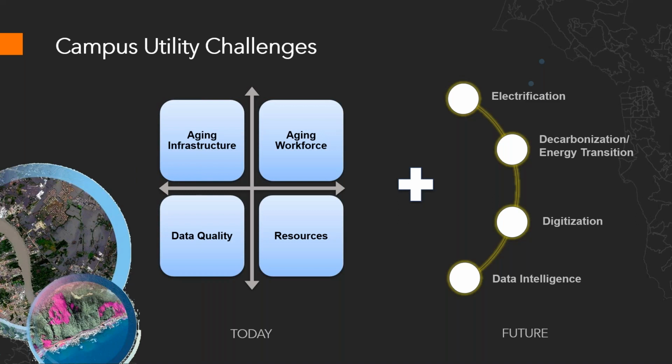So it's this range of challenges, and that's where GIS can step in and answer some of these. And again, there's a lot of challenges today, whether it's data quality or aging infrastructure, but moving forward, how can you start to solve some of these things that utilities and campuses are needing to deal with in the future as well?